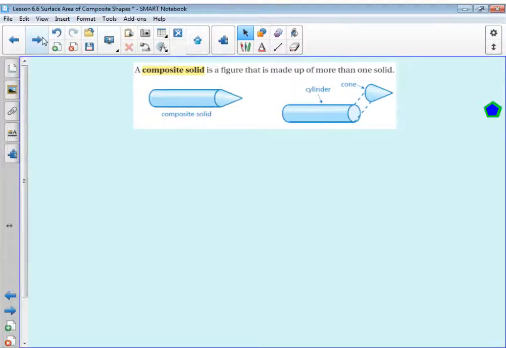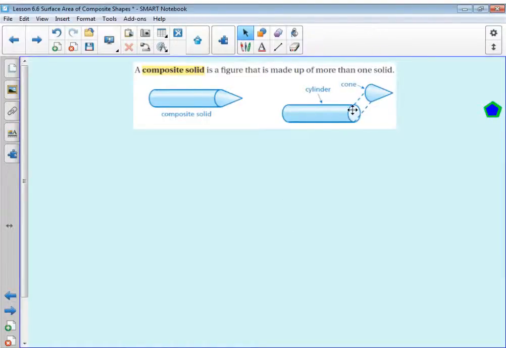A composite solid is a figure that is made up of more than one solid. So this figure that we see here looks like a crayon, and it is composed of a cylinder and a cone. The key thing to remember is that as we're finding surface area, the surfaces that touch, where they connect together, and the part you can't see are not considered surface area because they're not on the surface. So you have to really pay attention, as you're finding your pieces, to what parts are actually on the surface.